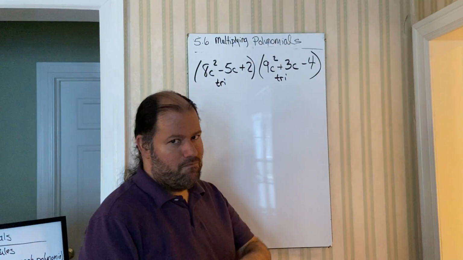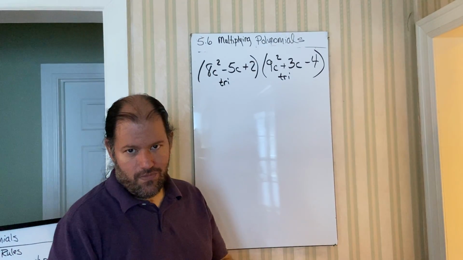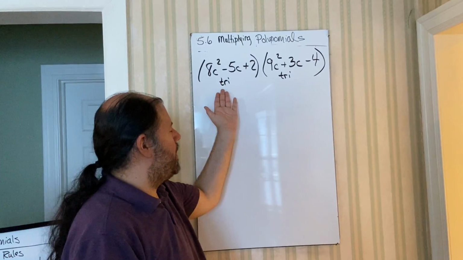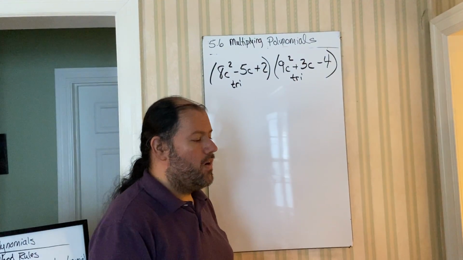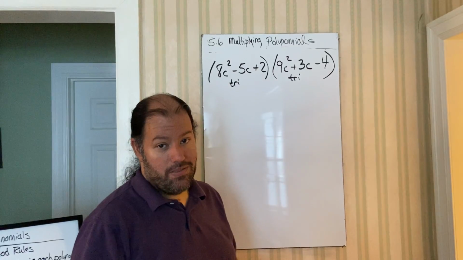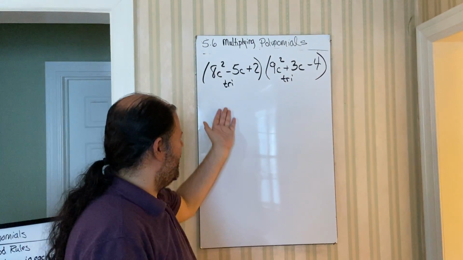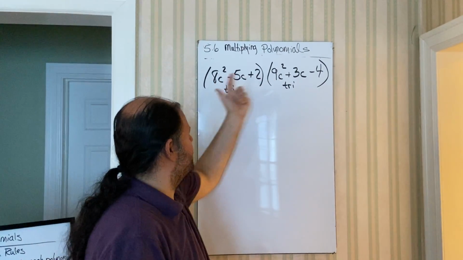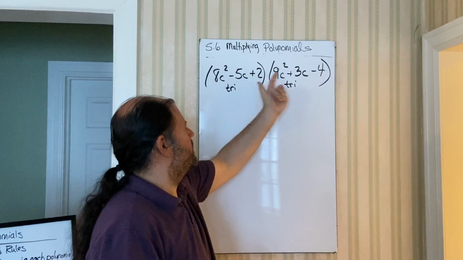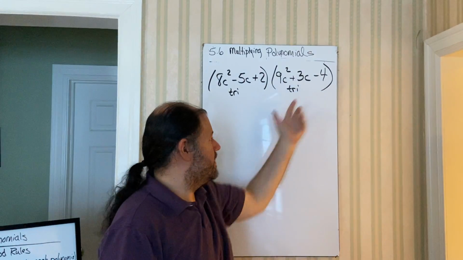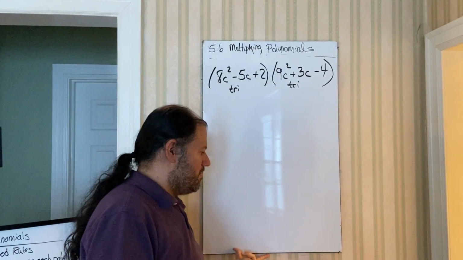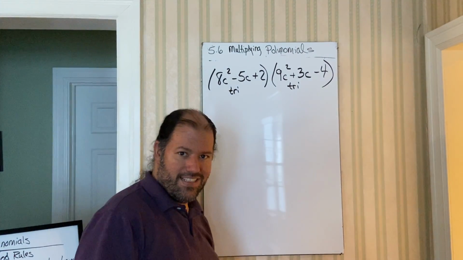Now I'm definitely not going to show you FOIL, because this is not binomial by binomial. You have a trinomial and a trinomial. How can I do this problem? Well, you could do distributive property, but you're going to get a long list. So it's going to be 9 terms going straight down in the list.